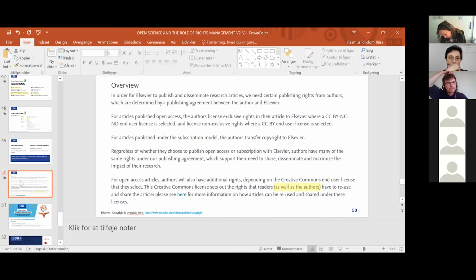And here, just an example from Elsevier. As you can see here, it says, for open access articles, authors will also have additional rights depending on the Creative Commons and user license that they select. This Creative Commons license sets out the rights that readers, as well as the authors, have to reuse and share the article. So in this case, almost all of Elsevier's hybrid and gold open access journals actually require copyright to be transferred to Elsevier.